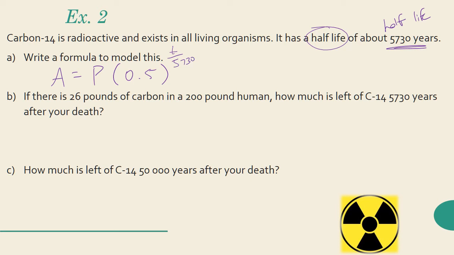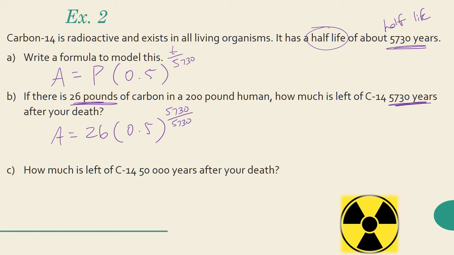If there's 26 pounds of carbon in a 200-pound human, how much is left after 5,730 years? After your death. So if you were a fossil. So A equals, now I've given you the starting amount, 26, 0.5, and then I give you the time, right? I said that much time has passed since your tragic death.